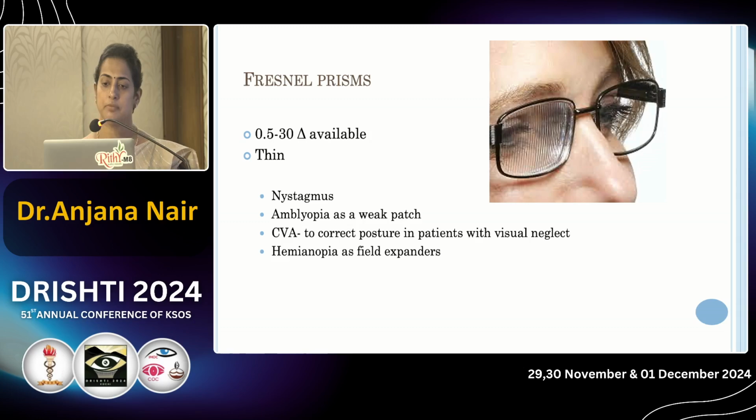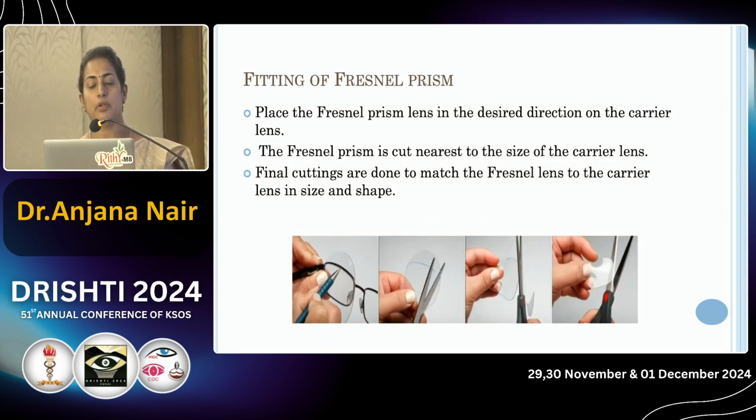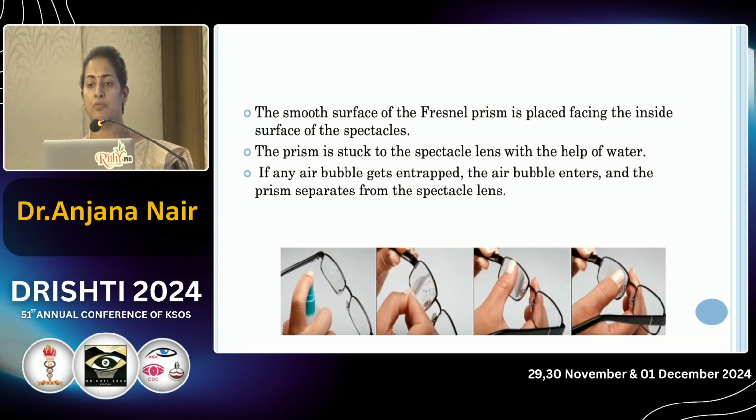Now coming to Fresnel prism. Fresnel prism has the advantage of being very thin, and you have it in a wide range of powers ranging from 0.5 to 30. It can be used in nystagmus, in stroke patients, in hemianopia, etc. While fitting the prism, you should decide upon the power of the prism and base direction. Then you cut the Fresnel prism to the size and shape of your carrier lens or the spectacle lens, and the plane surface of the prism has to be attached to the inner surface of the spectacle. While doing it, you have to submerge the spectacle lens and the prism in lukewarm water to avoid air bubbles being trapped between the two.